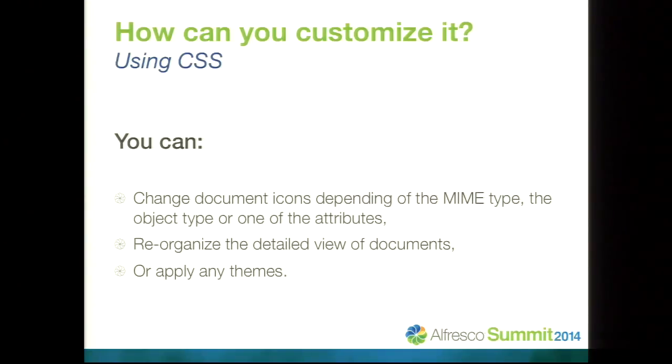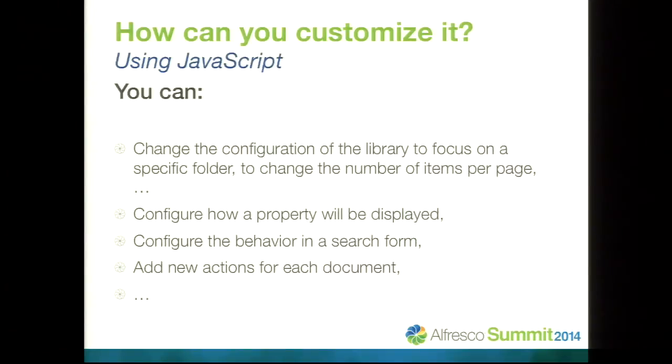First, you can use CSS, standard web technologies, to change document type icons, to reorganize the detailed view of documents, or apply any theme, so it's just CSS. Everything is based on JavaScript code, so you can configure the library or the browser. You can decide to focus on a specific folder instead of displaying the entire Alfresco repository. You can decide just to open a specific folder. You can configure how a property will be displayed. The main example is for dates. If you are working in the US or in Europe, you are not going to display the date using the same format.